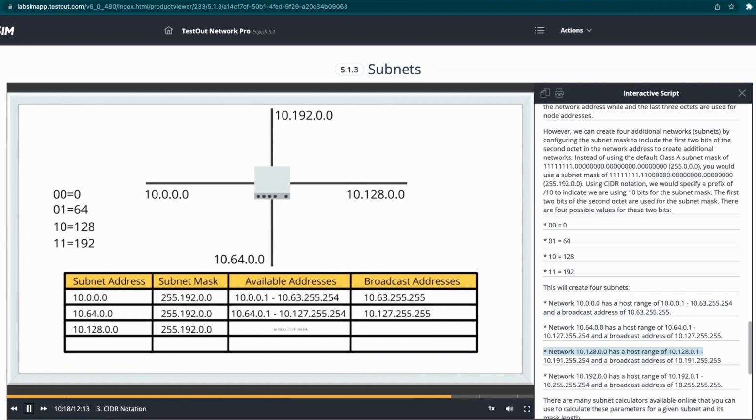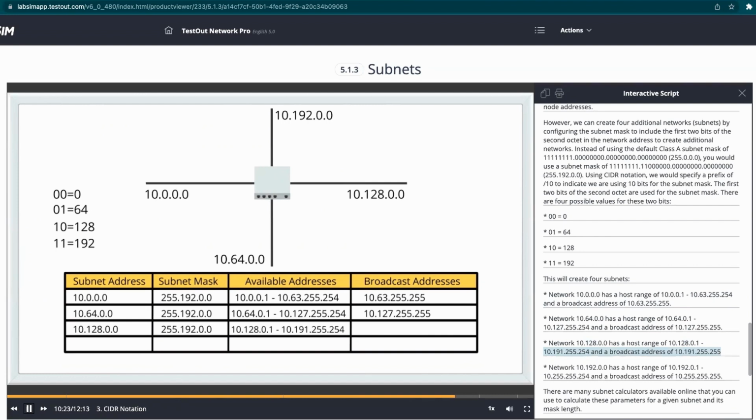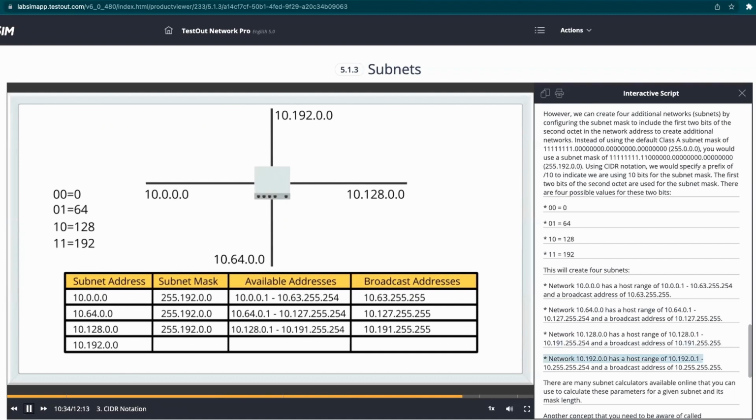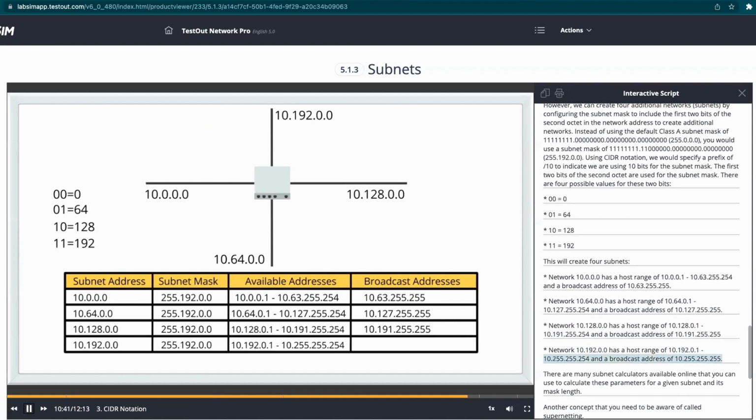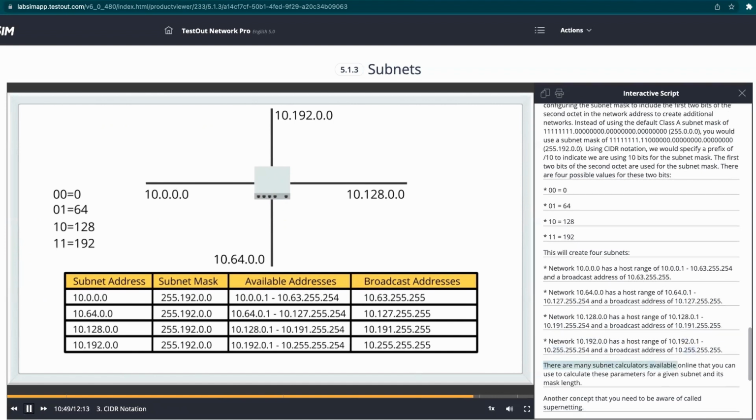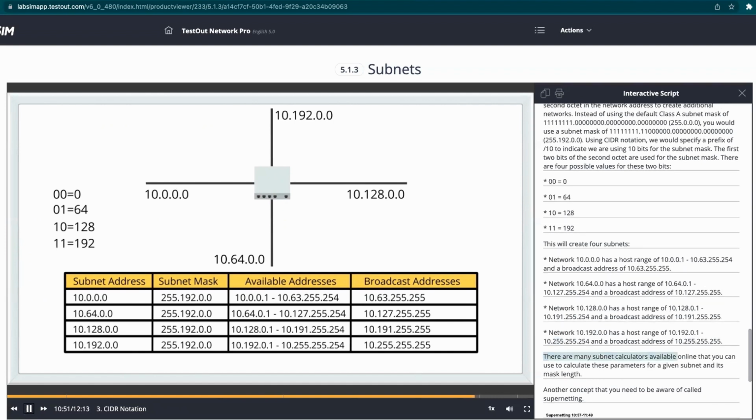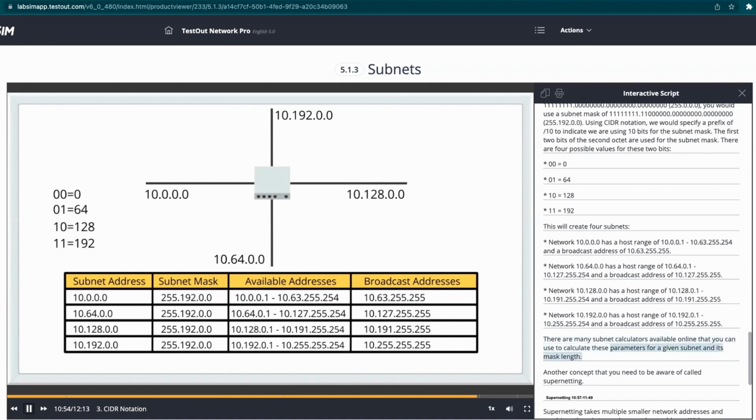Network 10.128.0.0 has a host range of 10.128.0.1 through 10.191.255.254 and a broadcast address of 10.191.255.255. Network 10.192.0.0 has a host range of 10.192.0.1 through 10.255.255.254 and a broadcast address of 10.255.255.255. There are many subnet calculators available online that you can use to calculate these parameters for a given subnet and its mask length.